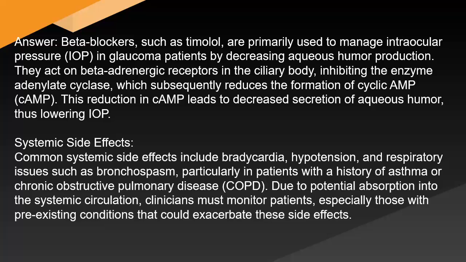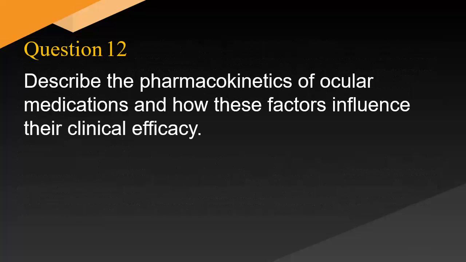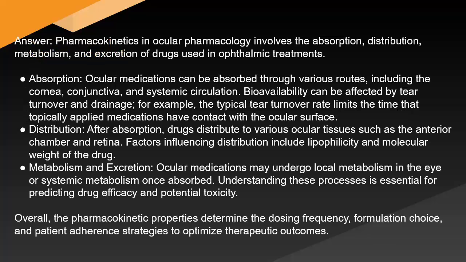Describe the pharmacokinetics of ocular medications and how these factors influence their clinical efficacy. Answer: pharmacokinetics in ocular pharmacology involves the absorption, distribution, metabolism, and excretion of drugs used in ophthalmic treatments. Absorption. Ocular medications can be absorbed through various routes, including the cornea, conjunctiva, and systemic circulation. Bioavailability can be affected by tear turnover and drainage.